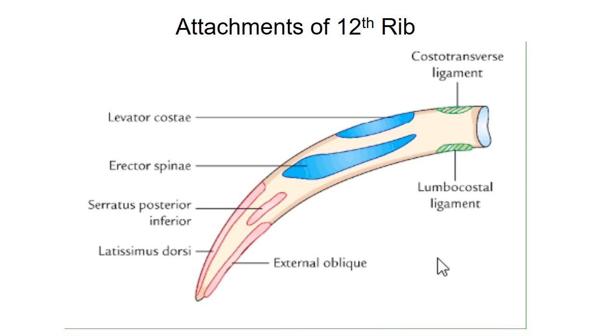As I have told you in the attachments of a typical rib. The lumbocostal ligament is attached to the lower border of the 12th rib. Middle layer of thoracolumbar fascia is also attached to the lower border, and lateral arcuate ligament is also attached to the lower border, just lateral to the origin of quadratus lumborum muscle. That's all about the attachments of 12th rib.